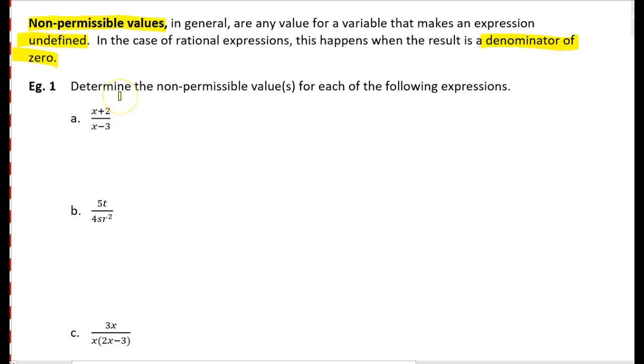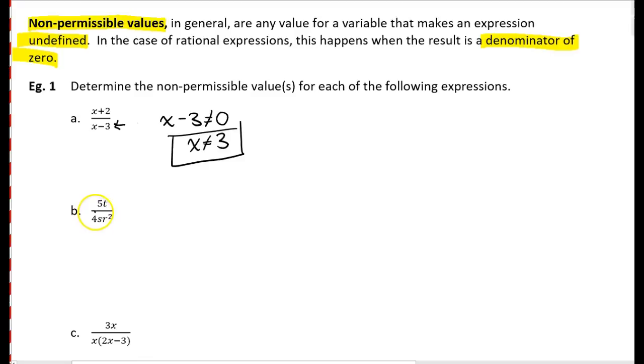Okay, so just for this first example, let's talk about our undefined values, our non-permissible values. Well, the denominator is not allowed to be 0. So we can say that x minus 3 cannot be 0. Now it's not going to be a greater than or less than thing, because it's allowed to be negative, it's allowed to be positive. It's literally just not allowed to be that one value, 0. From here, we can manipulate it just like a regular equation. So x cannot be 3, and that would be my non-permissible value.